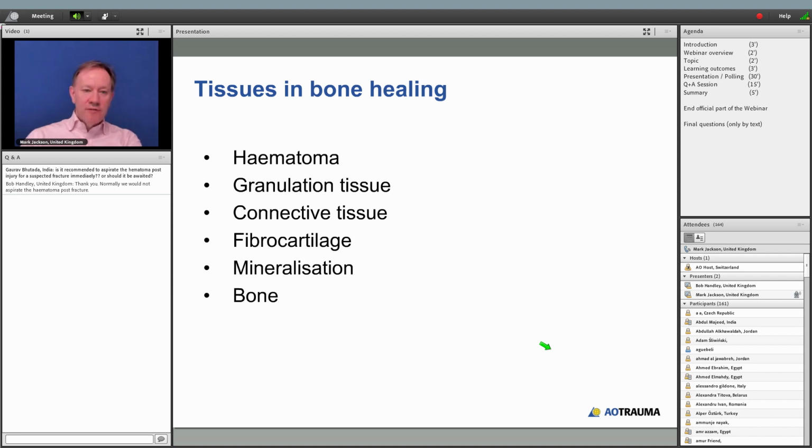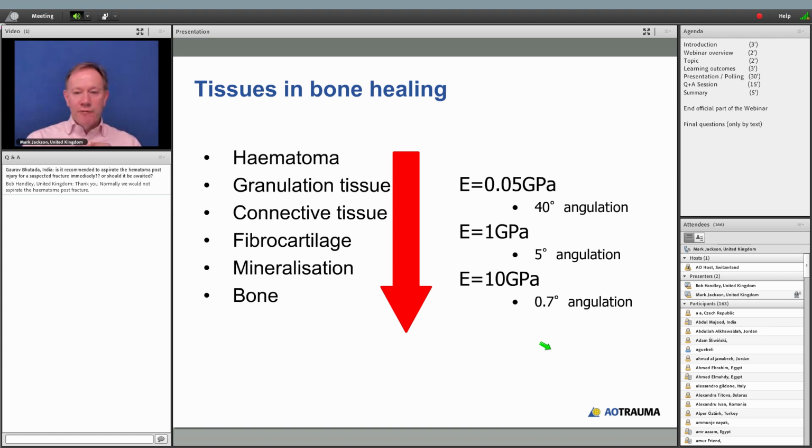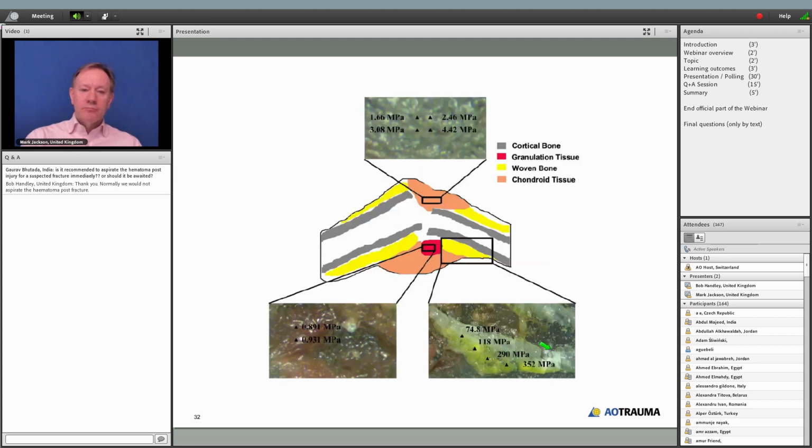And it gives us a sequence of stiffness and tissue of what it will tolerate, from hematoma through connective tissue to mineralized bone. And the Young's modulus of that tissue will change during the process. So we go from granulation tissue, which permits large angulations because it has a very low Young's modulus, to stiff tissue, as in bone, with a relatively high Young's modulus, which will only tolerate relatively small degrees of angulation.